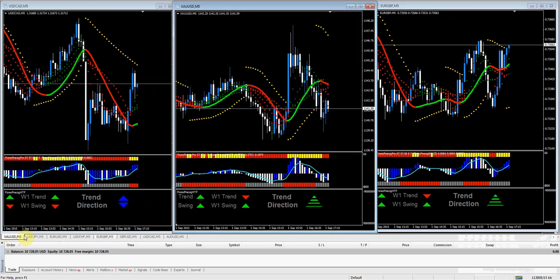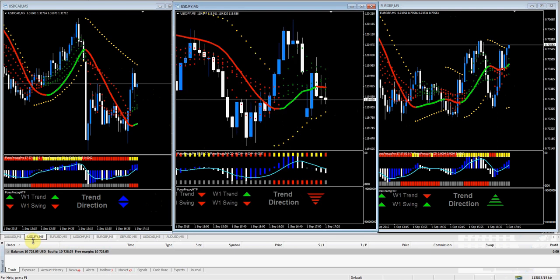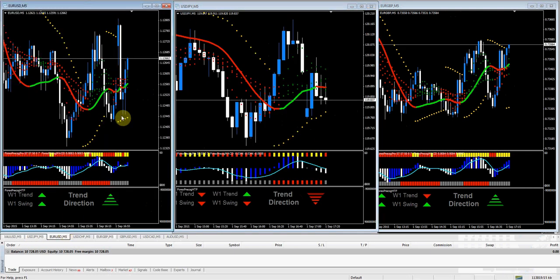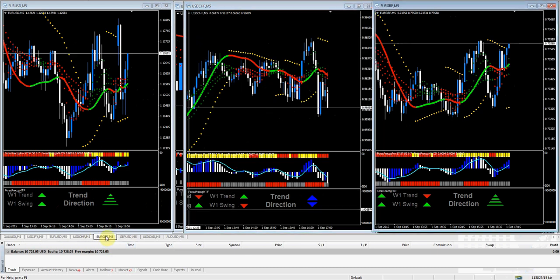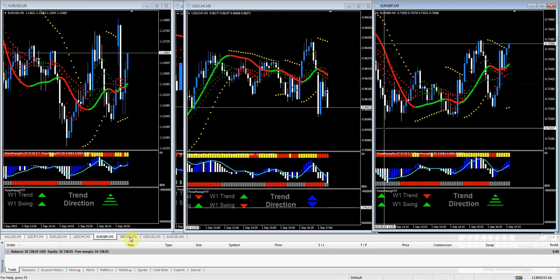Here we have gold, USD Japanese yen, Euro USD, USD Swiss franc, Euro GBP. This actually has set up for a nice trade here. If this closes above that level right there, we'll have a trade. So we'll come back to that shortly.